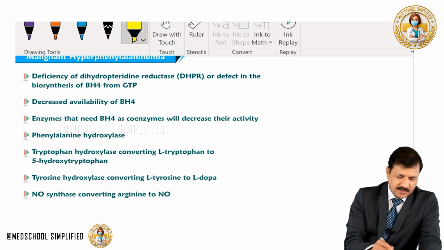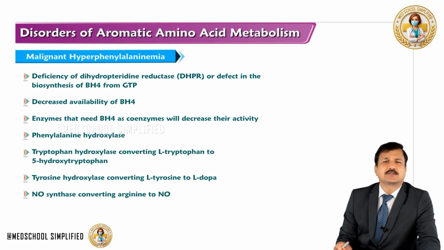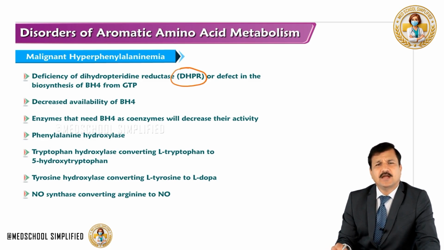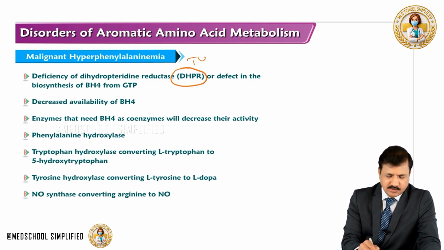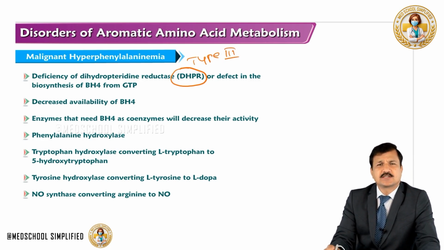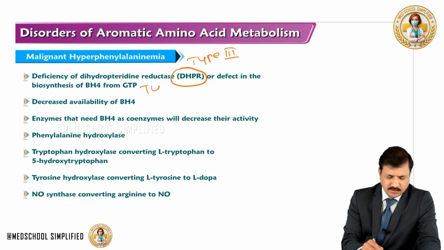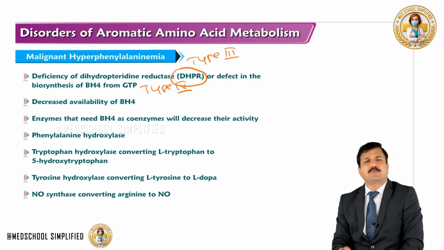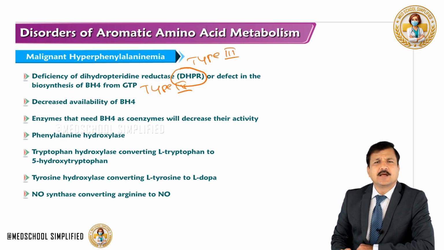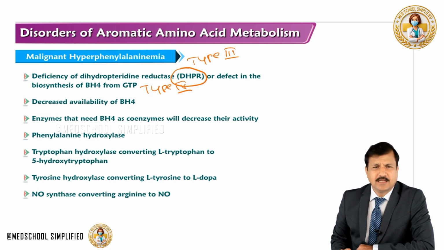So as we have seen in the previous slide in the classification of phenylketonuria, I have explained to you defect in dihydropteridine reductase enzyme will give rise to type 3 phenylketonuria, and defect in the synthesis of tetrahydrobiopterin from guanosine triphosphate will give rise to type 4 phenylketonuria. So both type 3 and type 4 phenylketonuria are grouped under what is referred to as malignant hyperphenylalaninemia. Why is it said like that?